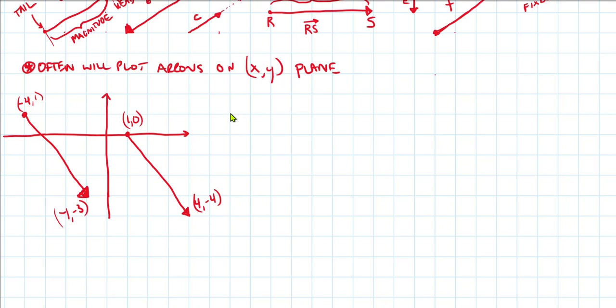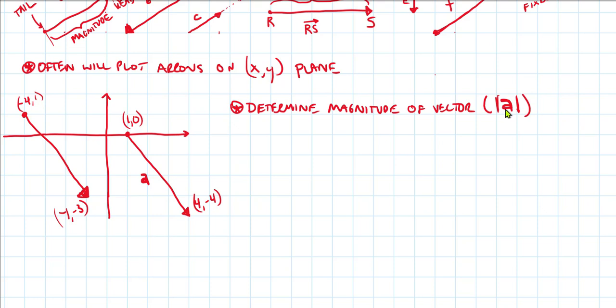Now, in terms of magnitude, let's go ahead and write this down. Let's write: determine magnitude of vector. And here's what I'll do. I'm going to call this vector A. And again, I'll put it in that sort of bolded A. The magnitude of vector A might be notated like this. You might see this absolute value sign and the letter A, the name of the vector, inside the absolute value sign. That will indicate that you are talking about the magnitude of the vector. In other words, the length of that directed segment.